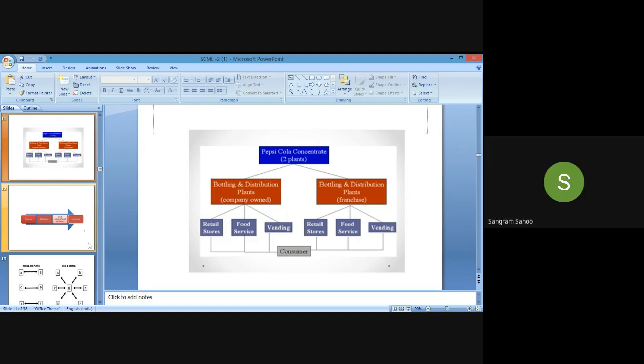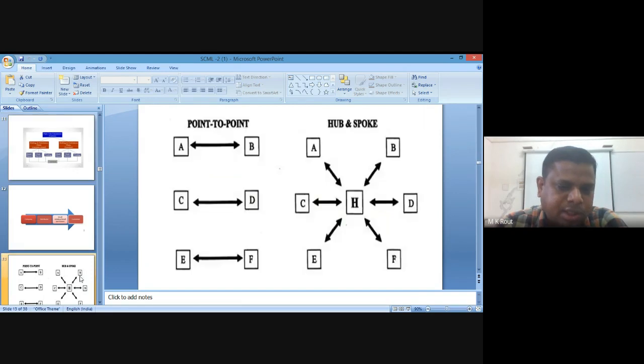Yes, sir. Okay. So for that particular strategy, they basically use two types of strategy. The first one is point to point. Basically, in the case of the direct to store delivery model, that means from the company to your customer, either company to retail store, or company to your vending zones.